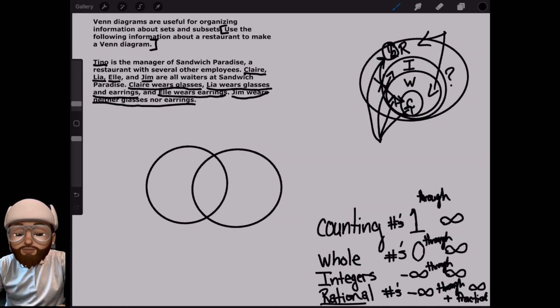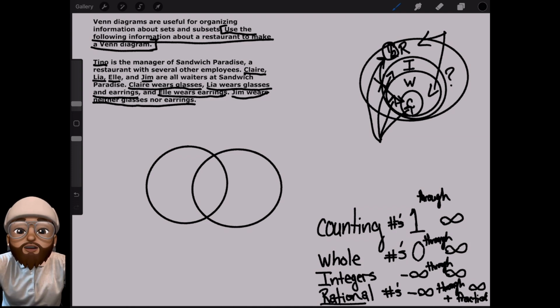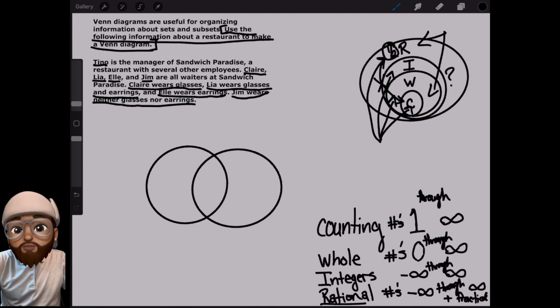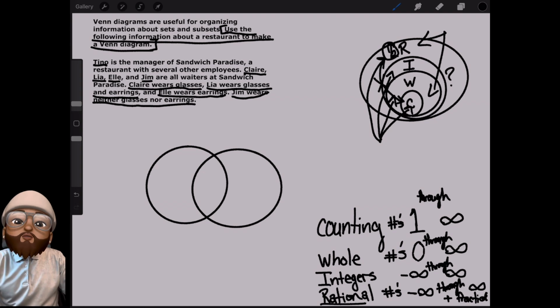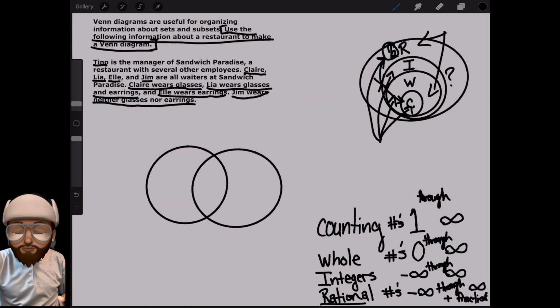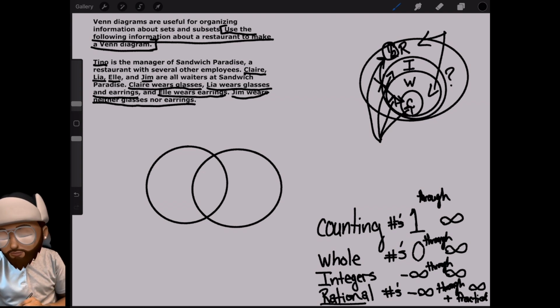And then if we go back up to the top, it says, use the following information about a restaurant to make a Venn diagram. Okay, so the one thing I want you to understand is, yes, the circles need to be overlapping, but does it just need to be two circles? No, it can be more circles than two. So we have two circles here, but there's more information that we would want to include in this. So let's rewrite our Venn diagram in a different way.